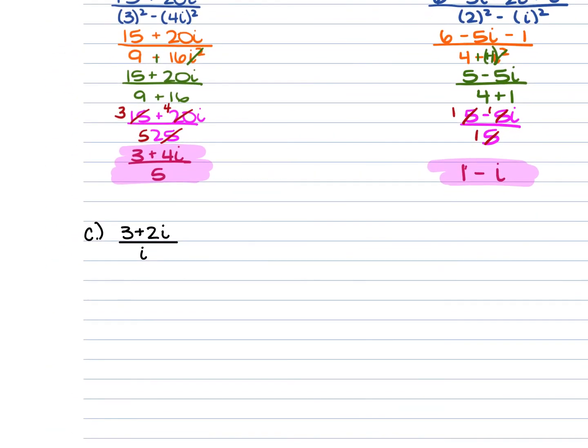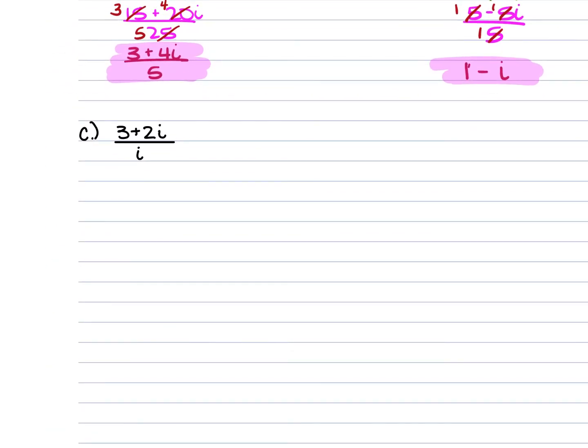For example, C, we have 3 plus 2i all over i. Now, when you do this, think about this as the same exact thing as 3 plus 2i all over something plus i. If you add something to that i, that's not going to change its value, the only thing it would be able to be is 0 plus i. So if you multiply this by the conjugate of 0 plus i, that would be 0 minus i. And 0 minus i is the same thing as just negative i. So we're going to multiply the top and the bottom of this fraction by negative i.